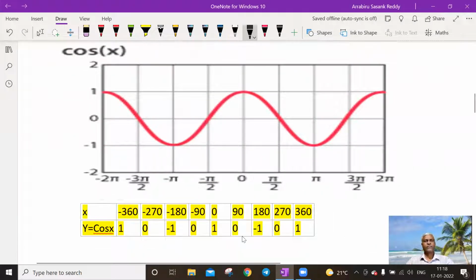Now look at the cos graph. Minus 2 pi, that is minus 360 degrees, value is 1. At this point, value is 1. And minus 3 pi by 2, that is minus 270 degrees, the value is 0. So you can point out 0 here. Minus 180, the value is minus 1. And minus 90, this value is 0.